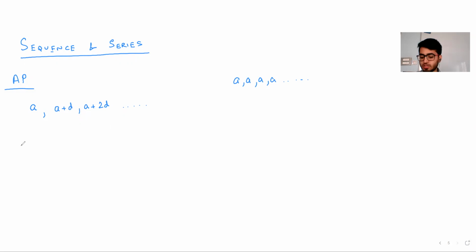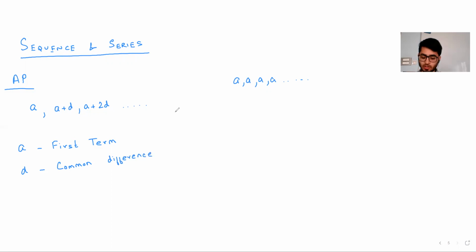So the terminology used here is that A is referred to as the first term. These are the usual terminologies. Again, different books might be using different terminologies. We are using these for the timing. D is nothing but the common difference. So this is a series.